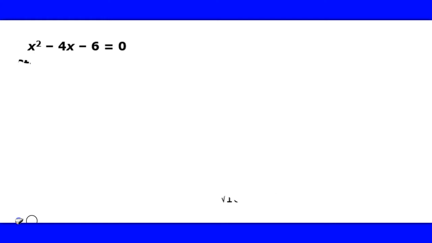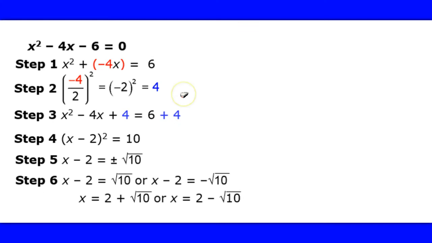Okay, so here are the steps. All right, so here's your 6 steps. Look and see what you did. We had to add 6 to both sides first so that we had it in the right format. We took half of -4, which is -2 squared is 4. Add the 4 to both sides. Okay, factor the perfect squared trinomial. Take the square root of both sides, remembering to use the positive and the negative roots.